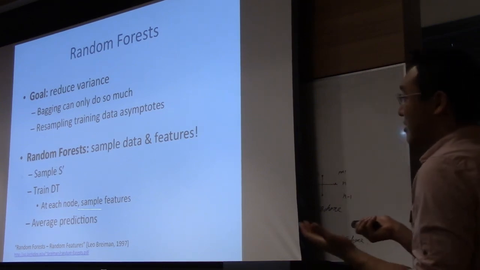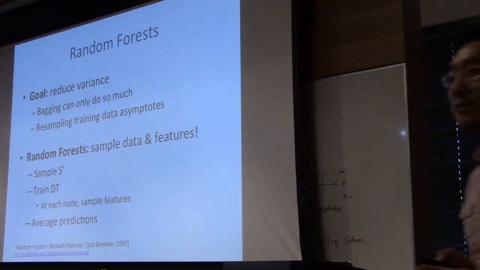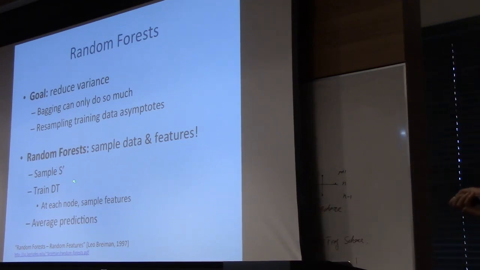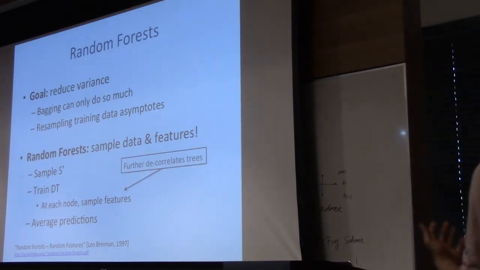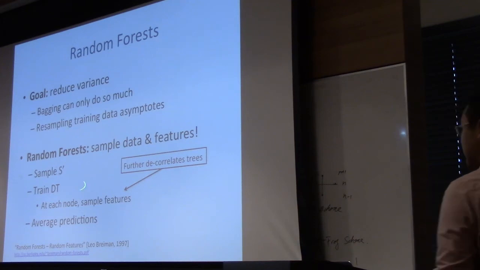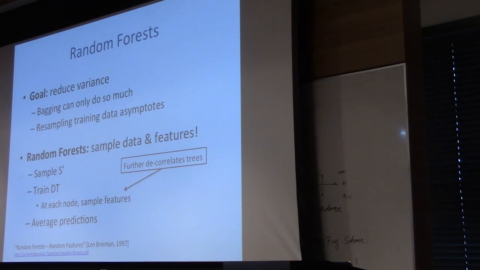And then after that, we do the same thing. We average the predictions of the learned trees. So this is a model extension of bagging that is specific to decision trees, although you can imagine versions of this that can be extended to linear models as well. And the intuition is that this further decorrelates the trees that you train in each S prime bootstrap sample.